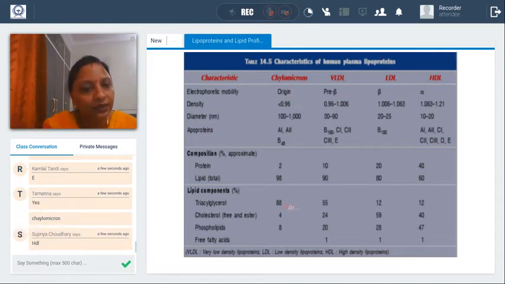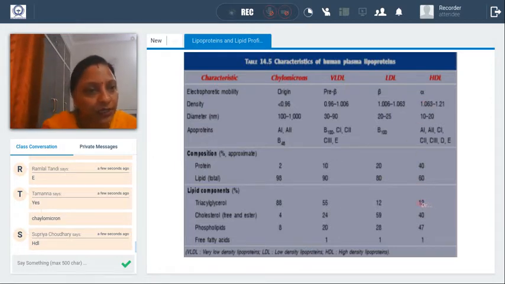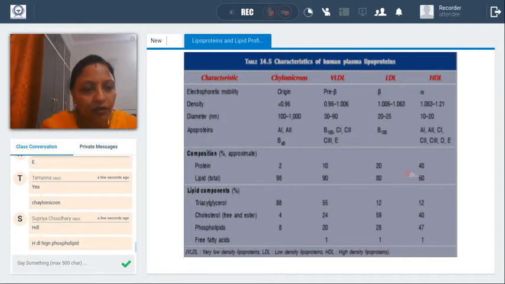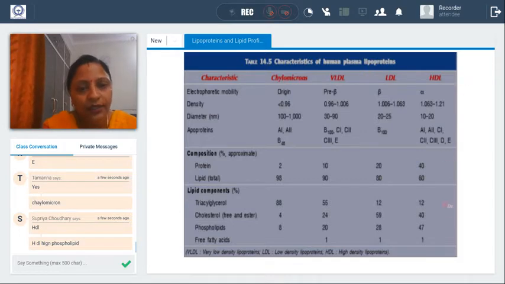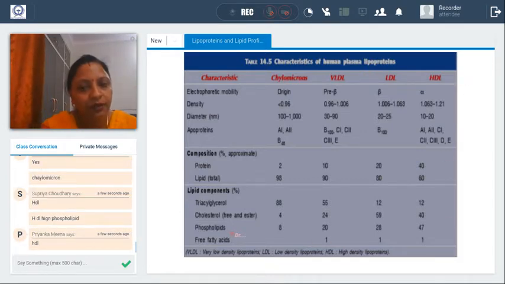Chylomicrons contain the highest TG while the lowest phospholipids, and HDL contains the lowest TG and the highest phospholipids. Okay, so which lipoprotein contains the highest phospholipid? The answer is HDL. Is it clear to all of you? HDL contains the highest phospholipids while the lowest TG.